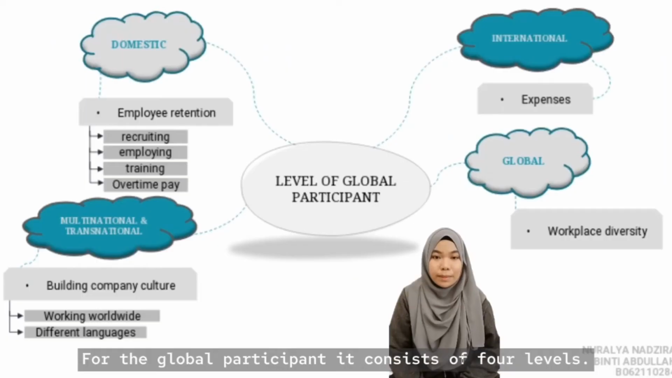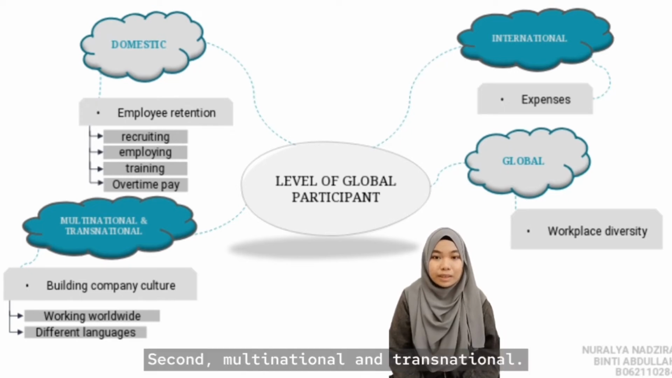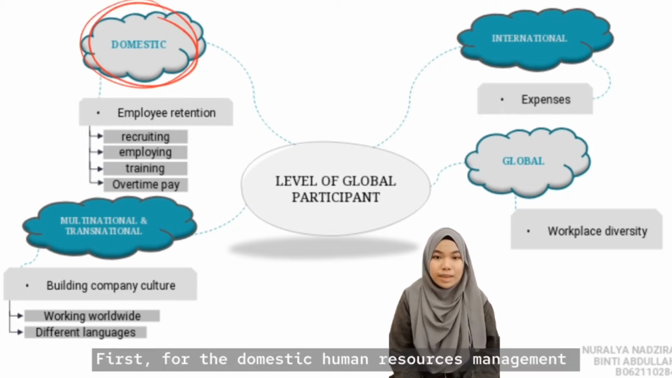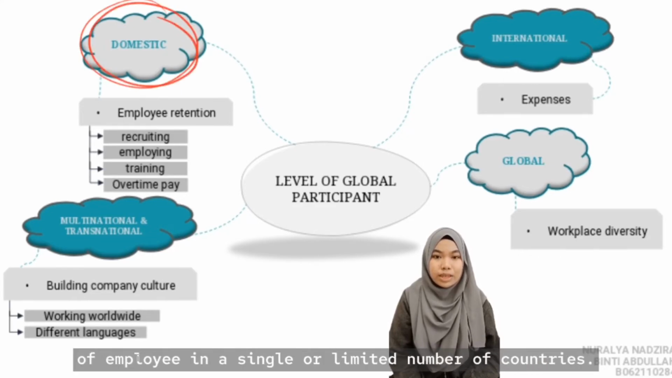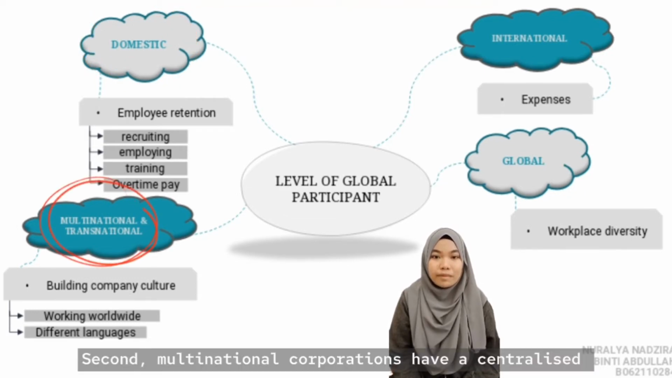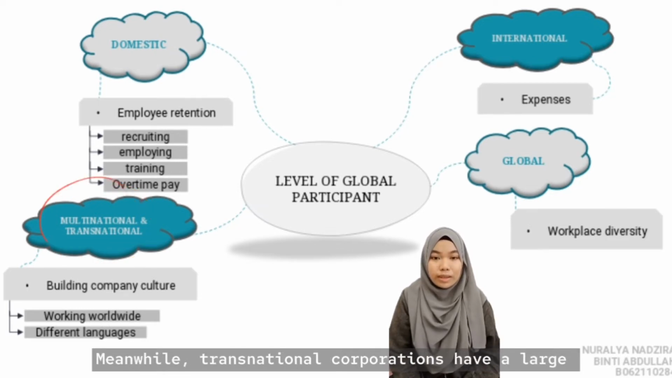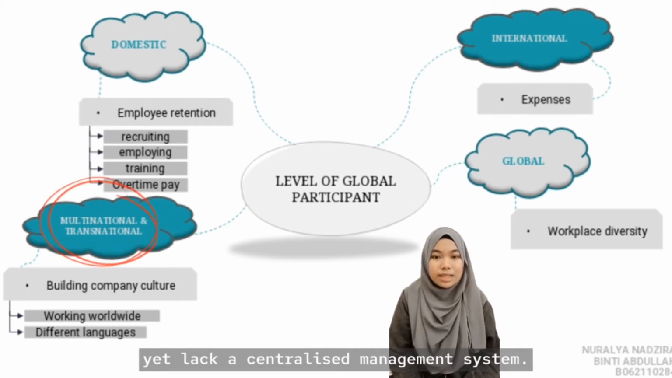For the global participant, it consists of 4 levels. First, domestic, second, multinational and transnational, third, international, and the last one is global. First, domestic human resources management is only involved with the administration of employees in a single or limited number of countries. Second, multinational corporations have a centralized management system and operate in multiple countries. Meanwhile, transnational corporations have a large number of subsidiaries around the world yet lack a centralized management system.